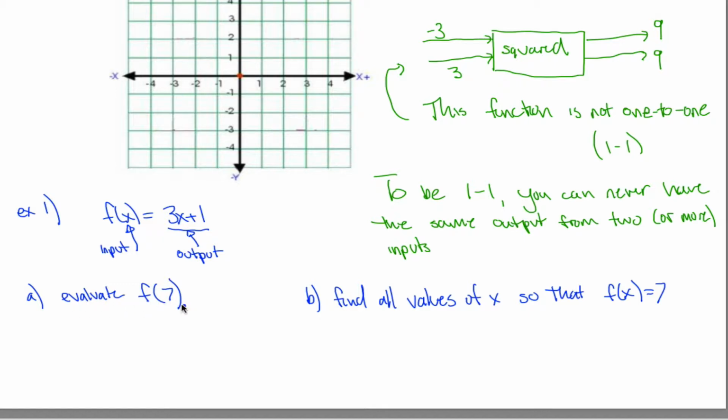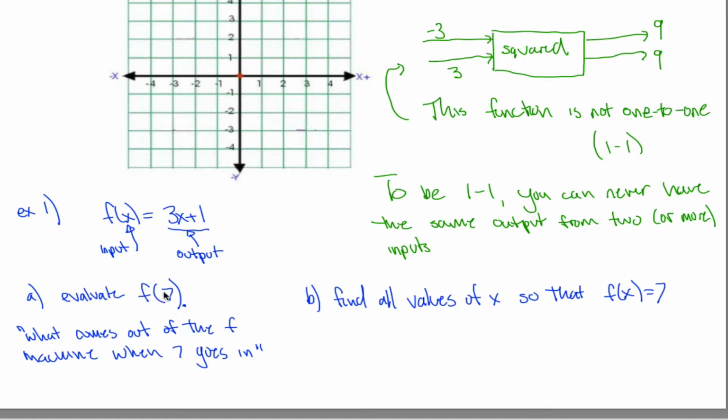So what this question is asking you is, what comes out of the f machine when 7 goes in? Sorry for the penmanship. It's hard to read on a computer. Evaluate f of 7. Understand that this is what it is asking you, which it'll turn out is very different from what's being asked over here.